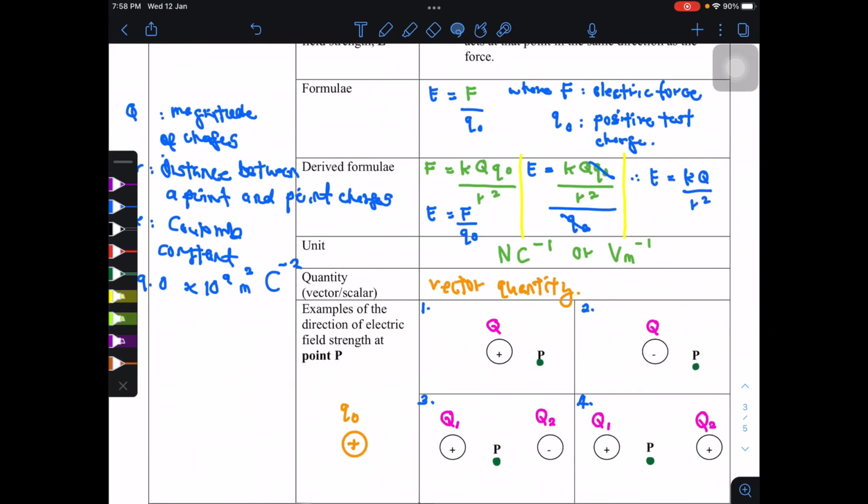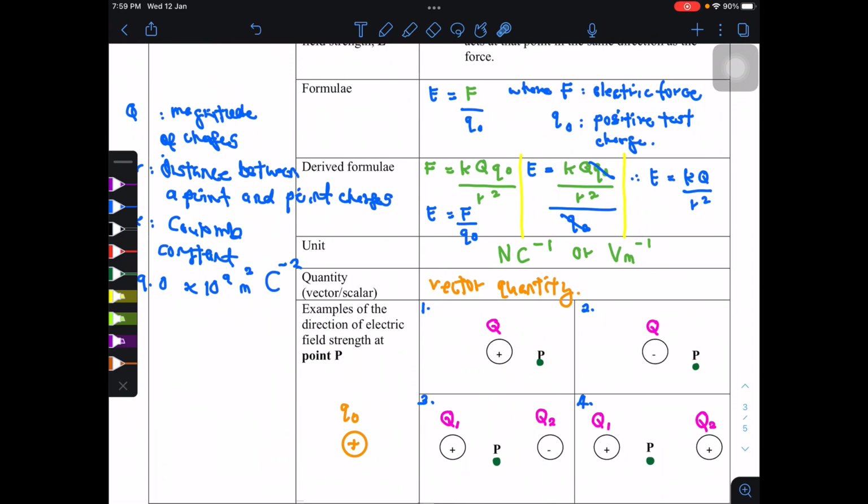Let's discuss the example of the electric field strength. So here I have an example of the direction of electric field strength at point P. Let's discuss example number 1. In this example, I have a point charge, which is a positive point charge. So this is my point P.